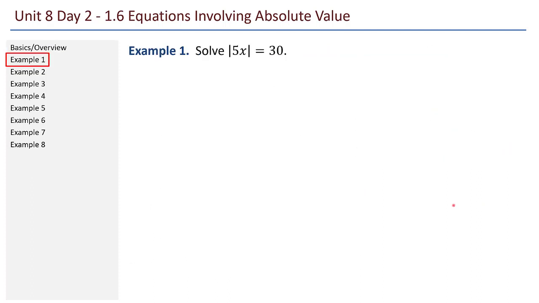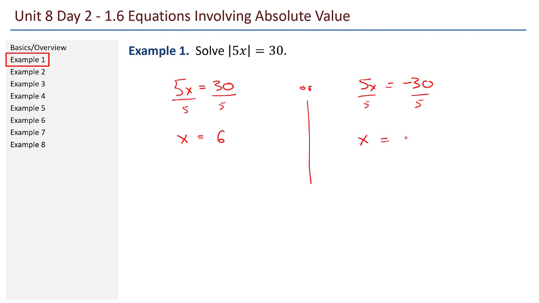Example 1, solve the absolute value of 5x equals 30. The stuff inside the absolute value, that's either 30, or it could be negative 30. So really I have two equations, 5x equals 30, or 5x equals negative 30. So by changing it into two equations, I drop the absolute value, and now I can solve each of these equations separately. 5x equals 30, so divide both sides by 5, and I get x equals 6. Or, again, divide both sides by 5, x equals negative 6. Those are the two solutions to this problem.